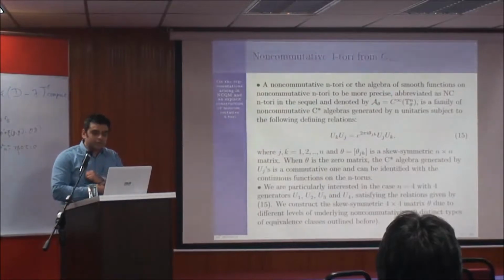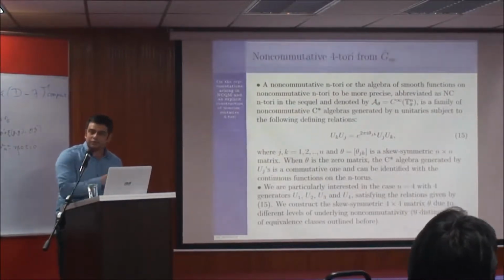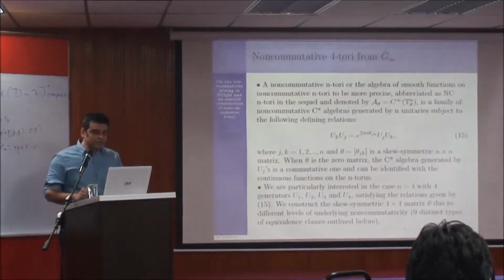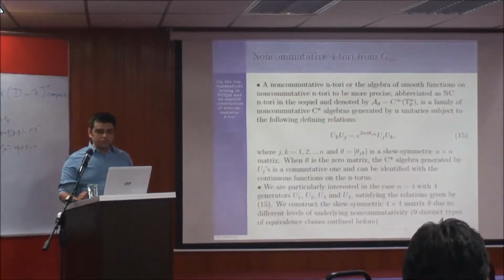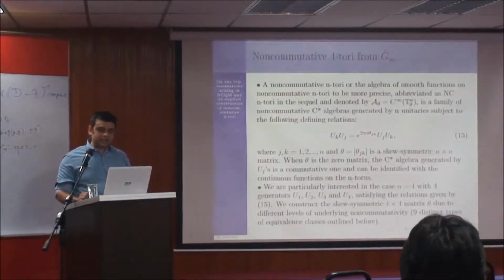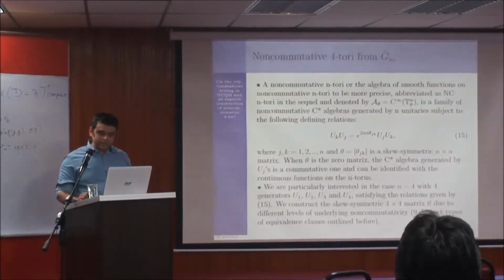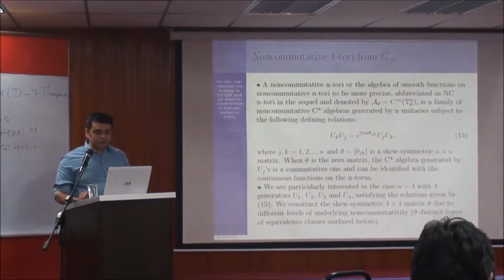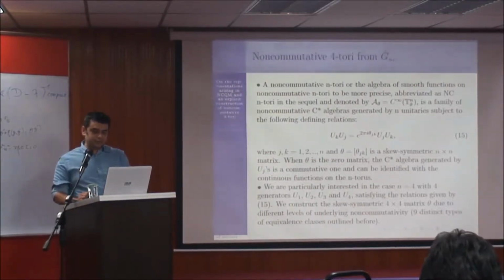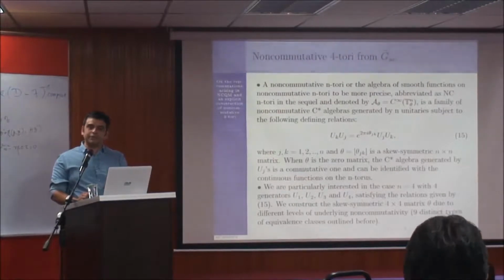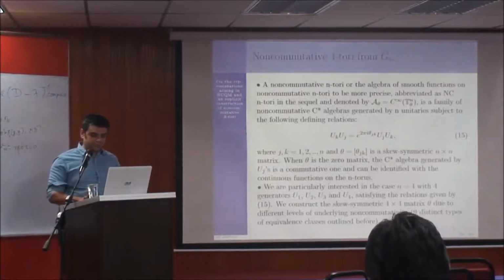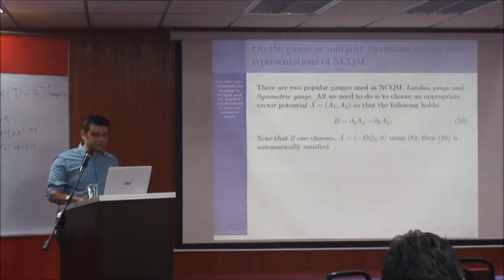Okay, so we are particularly interested in the case when n is 4. So the 4-torus. In our case, we have 4 generators: U1, U2, U3, and U4, and there is a certain 4 by 4 matrix, a skew-symmetric matrix, and we will be able to compute these generating relations of equation number 15 using the unitary dual which we computed here.